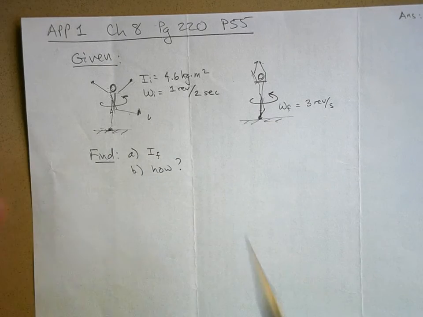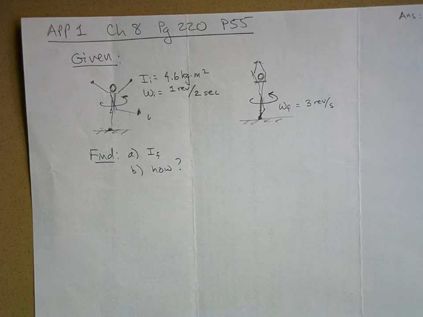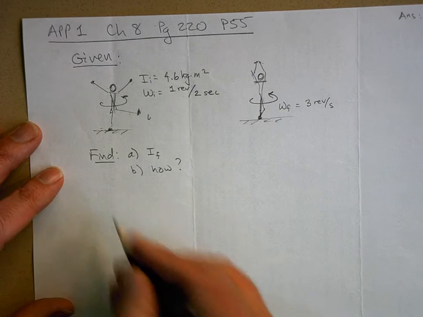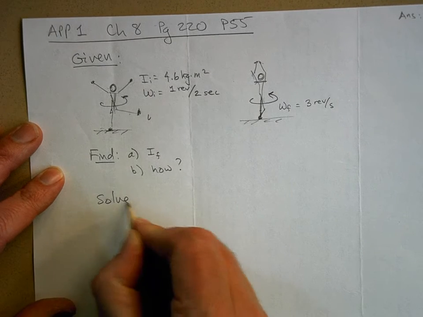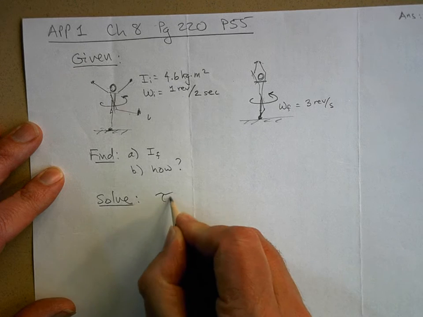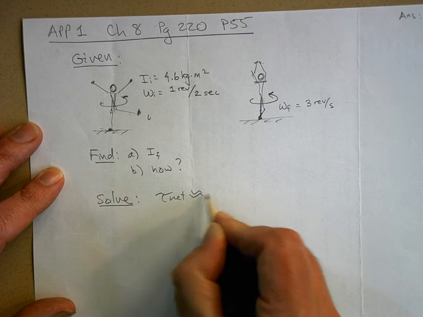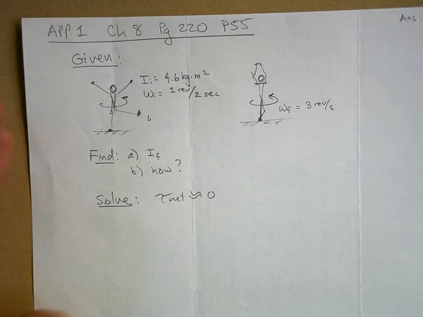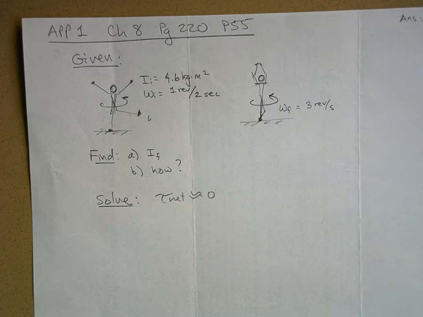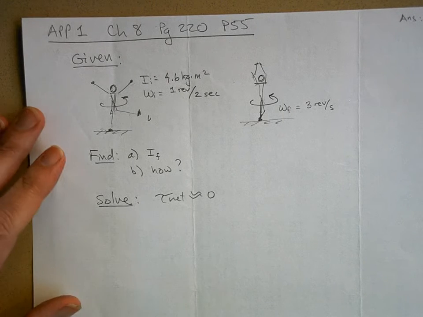But since we're assuming this is a skater on ice, we're going to assume that there's no net torque on the person. If the net torque on the person is approximately equal to 0. Now, is it exactly equal to 0? No, there's a tiny bit of wind resistance, a tiny bit of torque with the skates. But in a problem like this, you just assume that those, at least in the short term, are negligible.